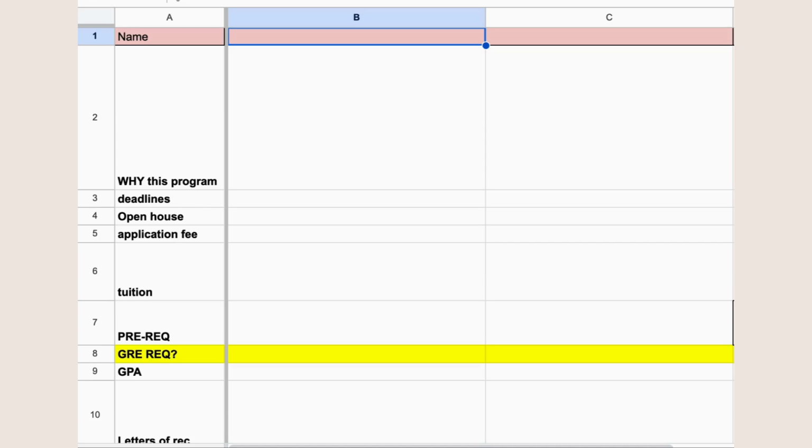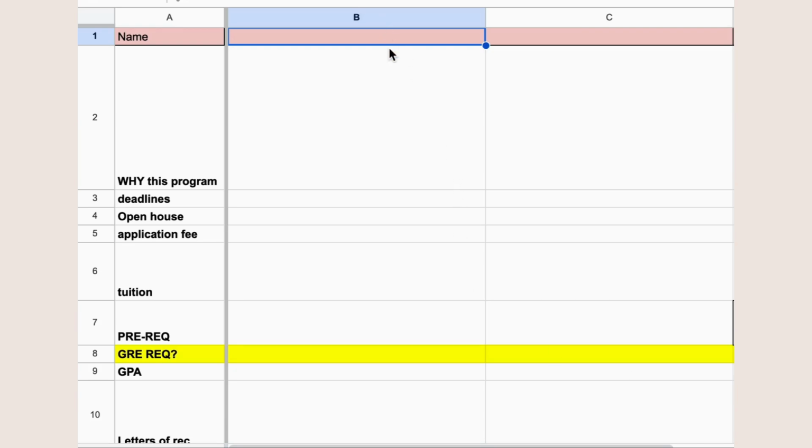To show you how I utilized Google Sheets during my second application cycle to genetic counseling programs. This first sheet I'm going to show you is what I used when I was organizing some notes when I was comparing programs and deciding where I wanted to apply.